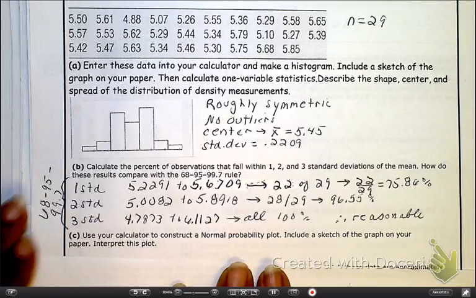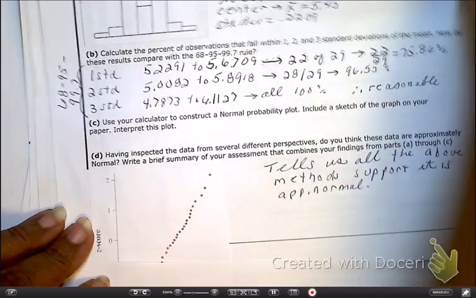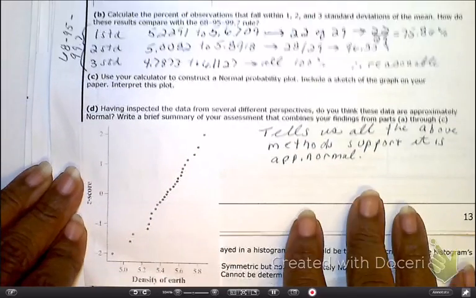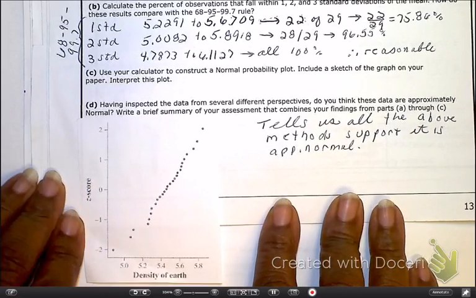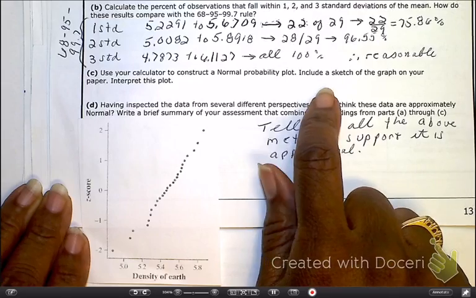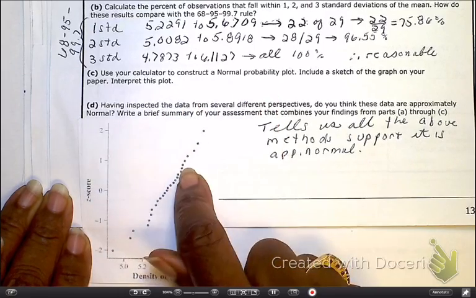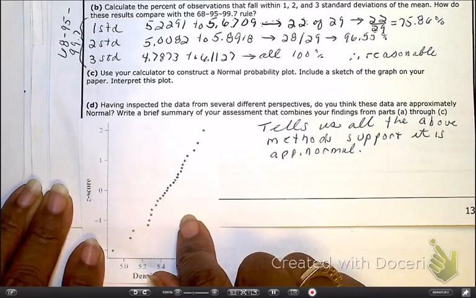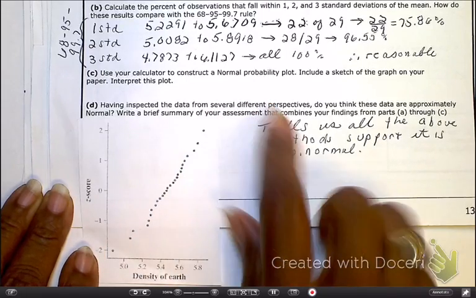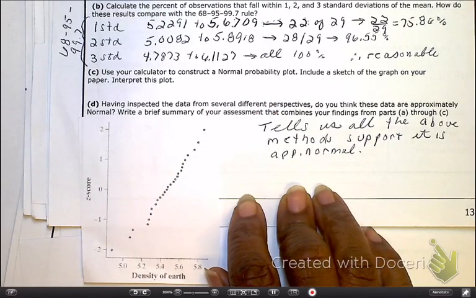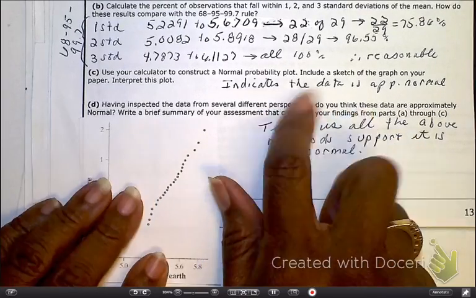Now, problem number 2, we did that in the normal probability plot, and here is the graph. And then the final question was, here, did I ever interpret? No, I didn't. Use the calculator to construct the probability plot. Okay, interpret the plot. We're saying that this information, okay, I'll put it right here. So this indicates that the data is approximately normal.